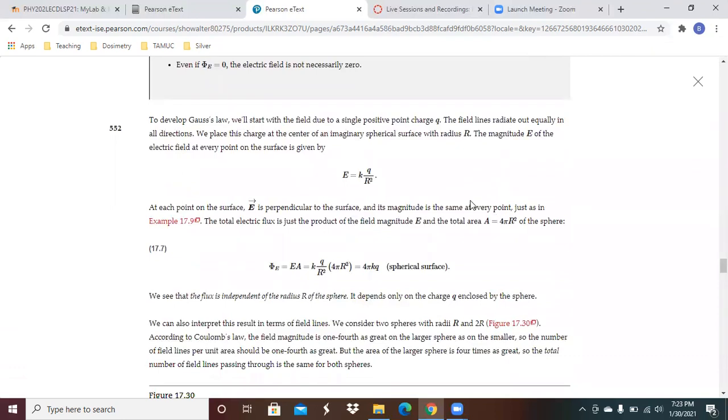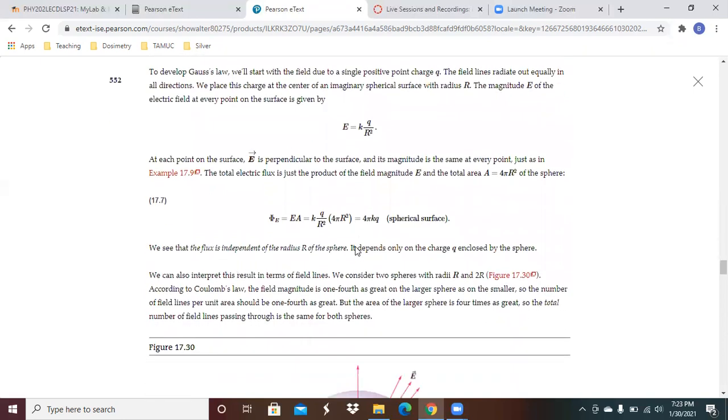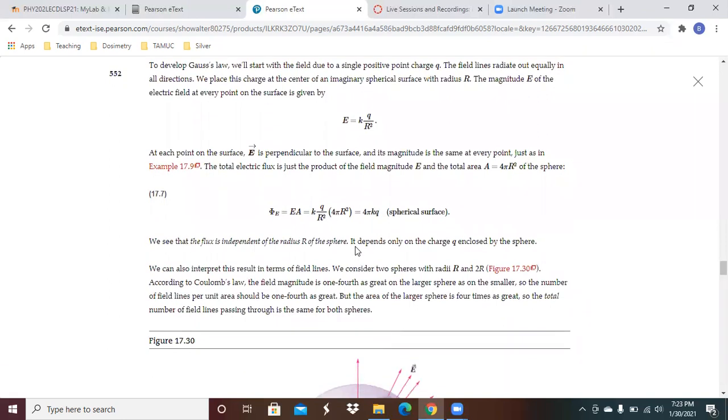So if you go through and try to develop Gauss's law, you start with a field due to a single positive point charge. The field lines radiate out equally in all directions, and we place this charge at the center of an imaginary sphere. We draw this sphere because it's the easy Gaussian surface. It's got a radius r, so the magnitude of the electric field at every point is going to be given by this, which we've kind of gone through before. At each point on the surface, the electric field is perpendicular, and its magnitude is the same at every point, because it's a point charge, radiates isotropically.